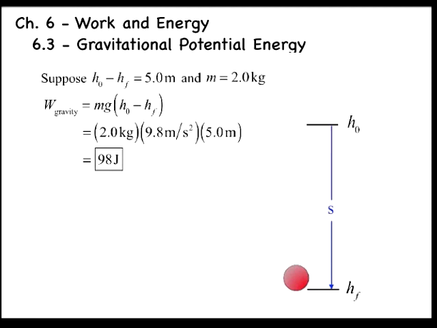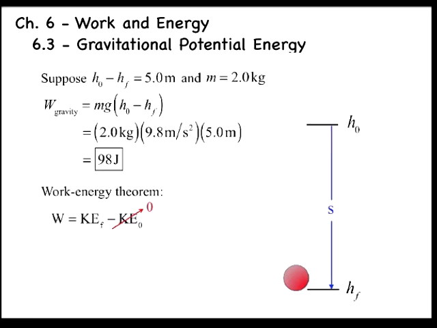Now, using the work-energy theorem, we know that the work done equals the change in kinetic energy, or W equals KEf minus KE0. Since the object started from rest, we know that the initial kinetic energy equals 0, or the work is just equal to KE final, which equals 98 joules.